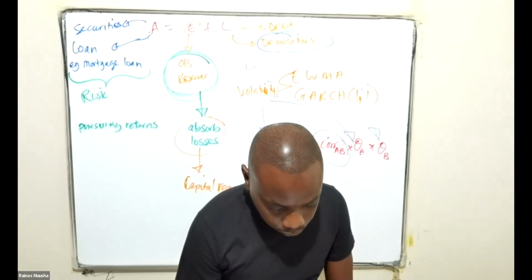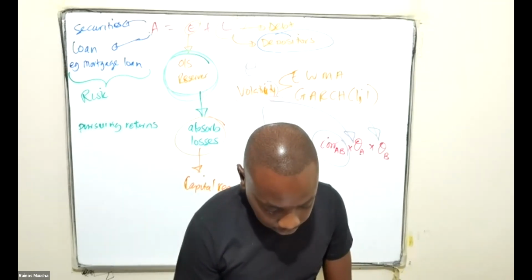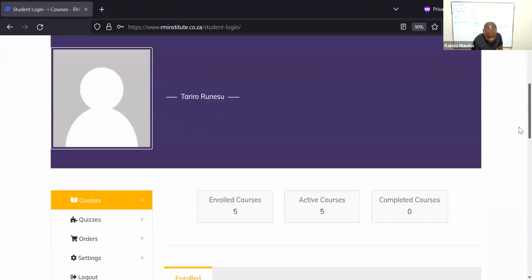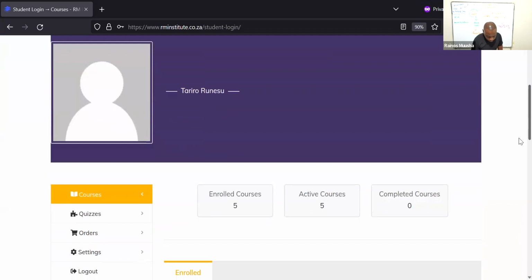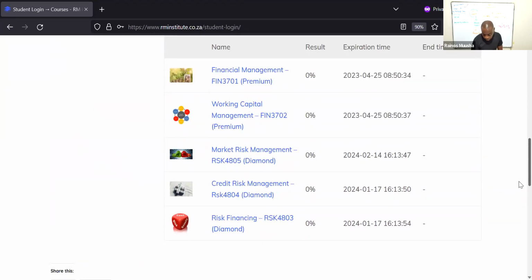So it will give you the information. It will take you to this particular page. I'll show you the page just now. So it will show you this page, and on this page it will indicate your username there, and it will also show you the different modules that you're registered for.